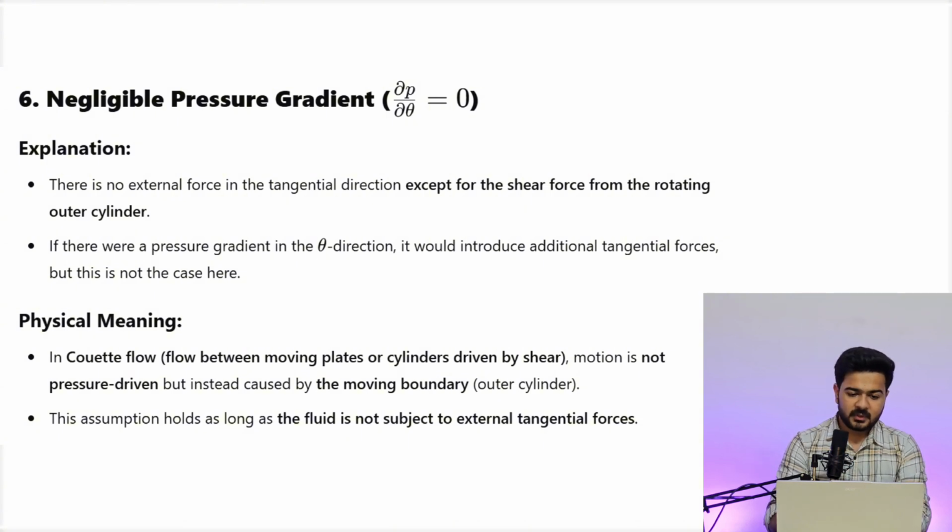If there were a pressure gradient in the theta direction, it would introduce additional tangential forces, but in our case it is not like that. Physical meaning: in Couette flow between moving plates or cylinders driven by shear, motion is not pressure driven, it is only by the drag of the moving boundary of the cylinder, in our case the outer cylinder. The assumption holds as long as the fluid is not subjected to external tangential forces. So here we are not taking any tangential forces, and our system is at steady state.